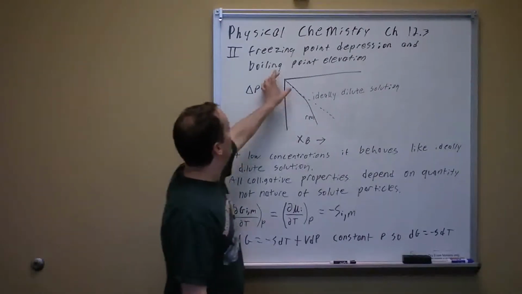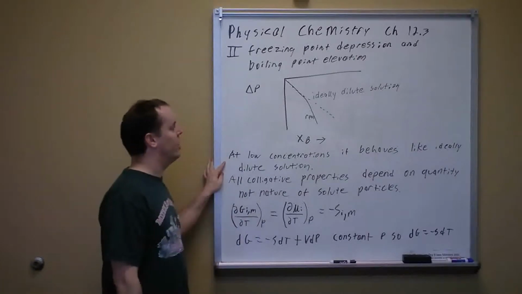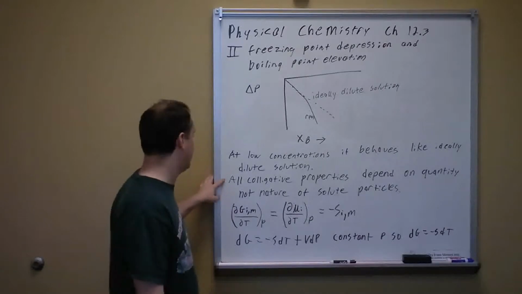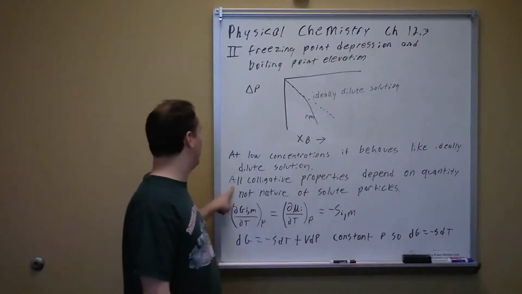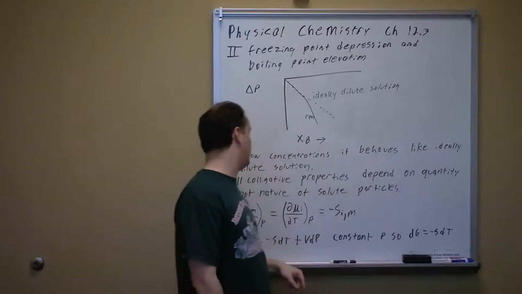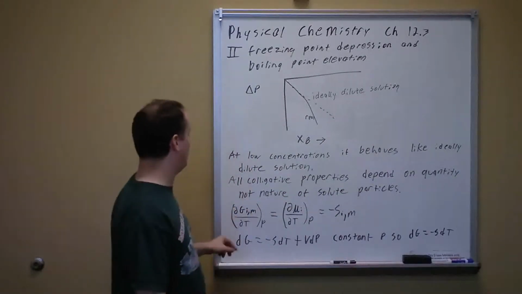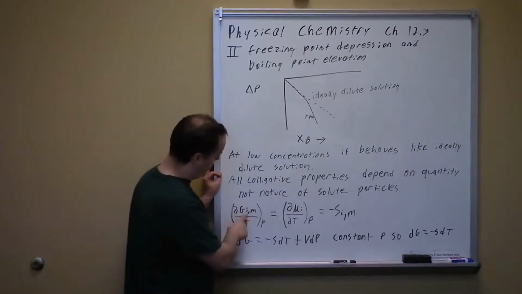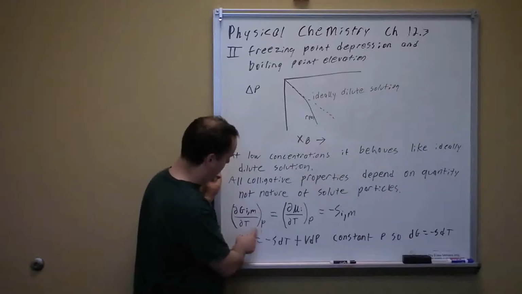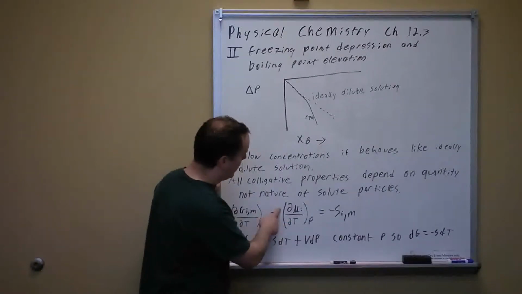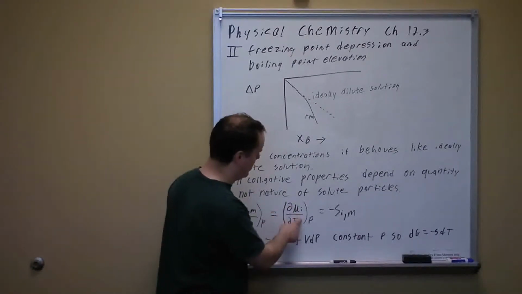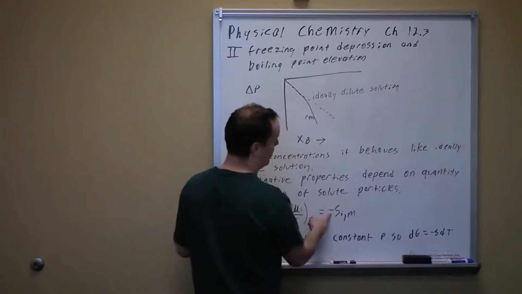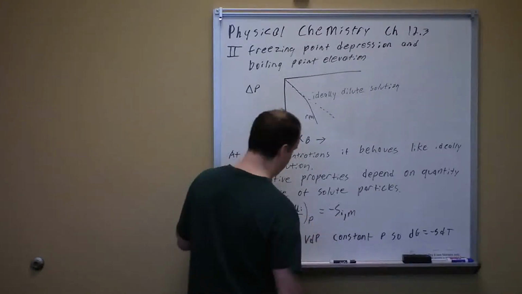What this tells us is that at really low concentrations, any real solution is going to behave like an ideally dilute solution. We're going to use this approximation later on. Also remember, all colligative properties depend on the quantity, not the nature of the solute particles. Now remember, the derivative of the molar Gibbs free energy of substance i with respect to temperature at constant pressure is equal to the derivative of the chemical potential of substance i with respect to temperature holding pressure constant. And that's equal to minus the molar entropy of substance i.